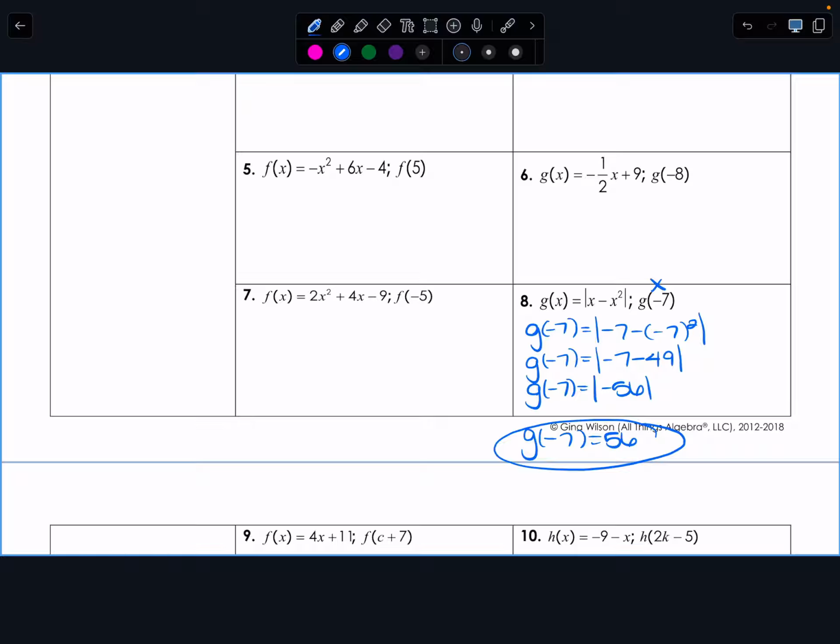Questions that you guys have? So let's get a little trickier. Let's look at 10. Maybe we should look at 9 first. I lied. Let's look at 9 first. I'm going to do 9 and 10.